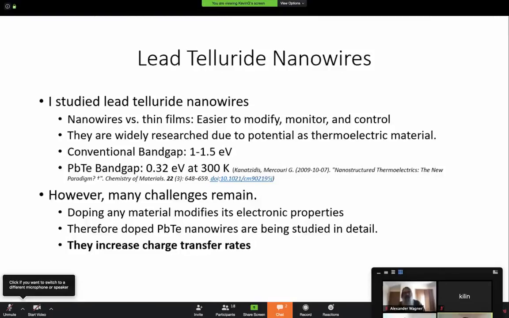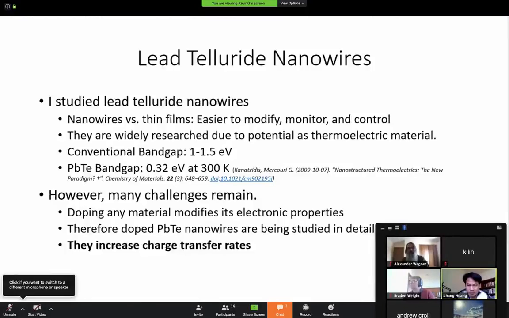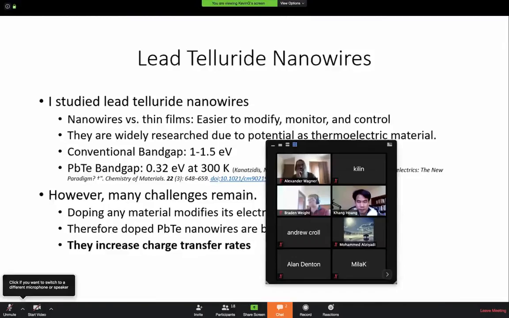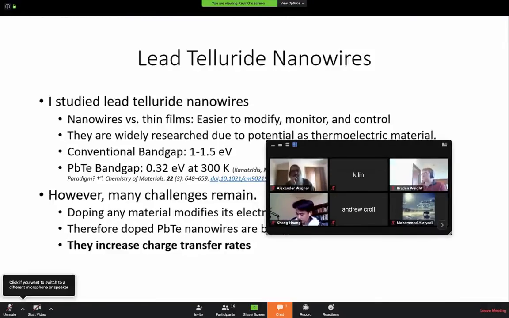Can you explain what is conventional band gap? I'm sorry, can you say that again? What is conventional band gap? That's simply the band gap of the regular semiconductors we have today.